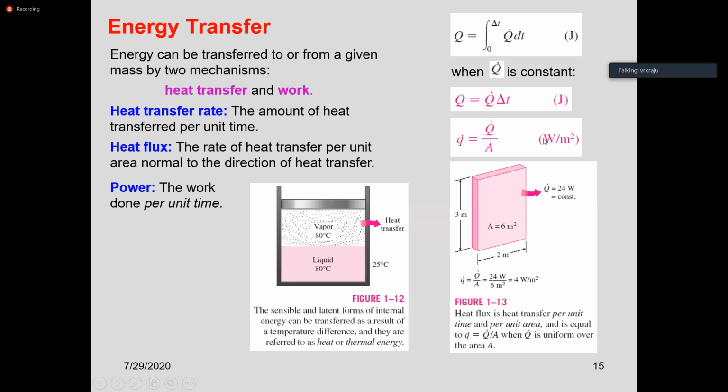Heat transfer rate is in watts, and per unit area is meter square. So Q dot, capital Q dot by A, is known as your small q dot. Most of the time in the heat transfer subject, we deal with the term called heat flux. Invariably, we will use the term heat flux. Okay.